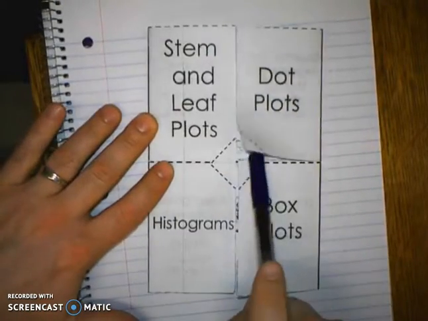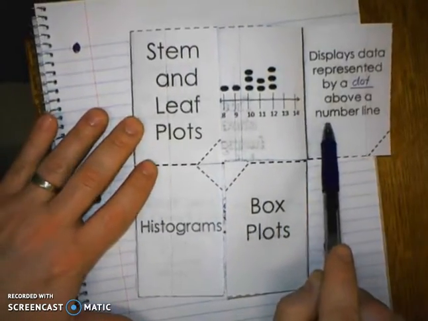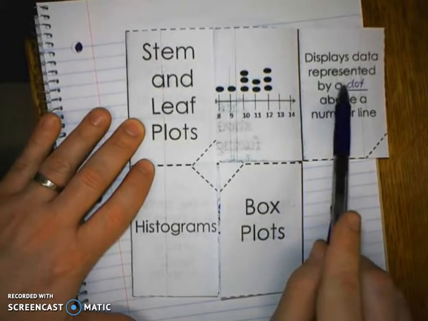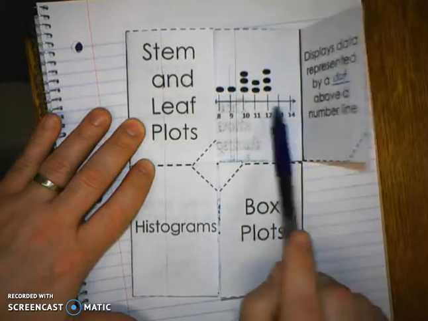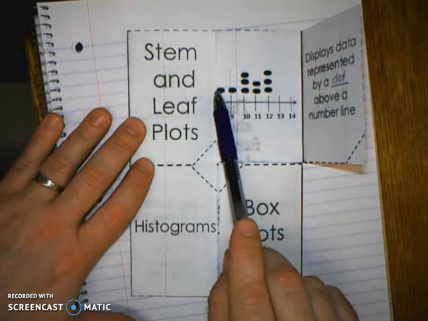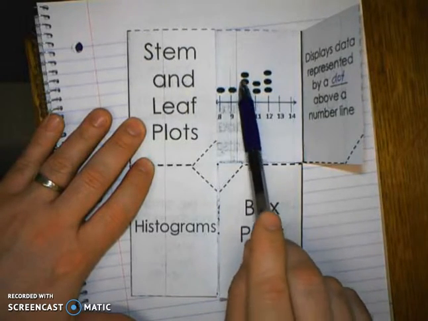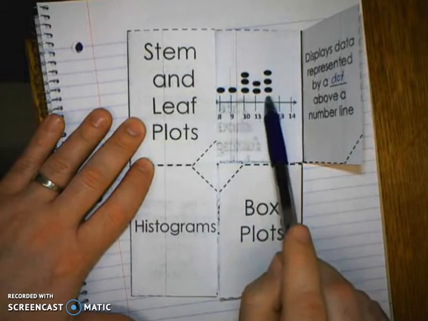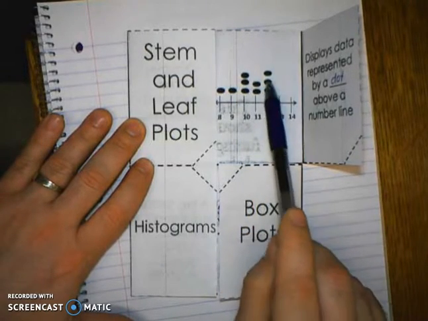Okay, we can also represent data with a dot plot, which I've given you this example. This displays data represented by a dot above a number line. Okay, so the very first number in this data set would be the number 8, then the number 9, and then 10, 10, and 10, because there are 3 10s, and then 11, 11, and then 12, 12, 12.